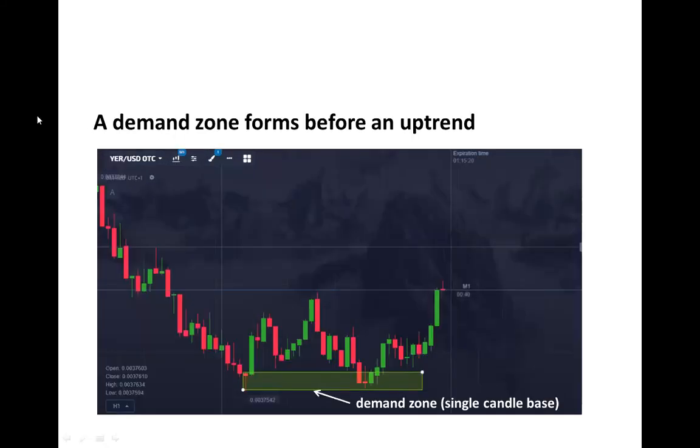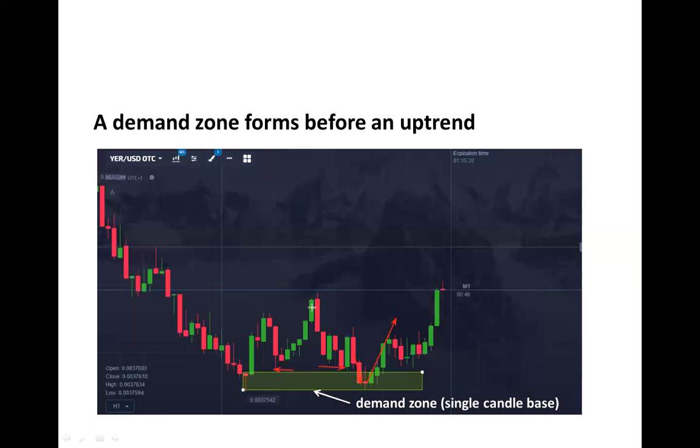So you notice what happened here. This is what we call the liquidity. The market forms liquidity here. But sometimes the price decides to drop, fails to touch the zone, but finally touches the zone and reverses.